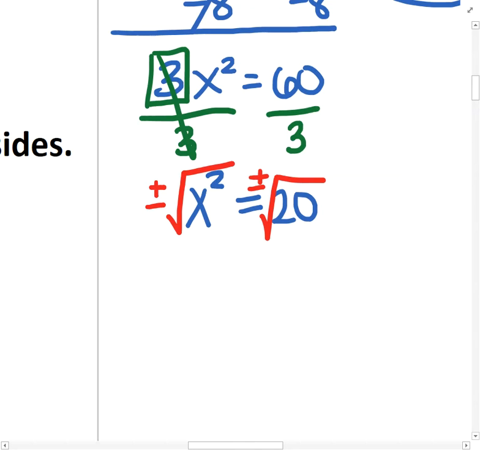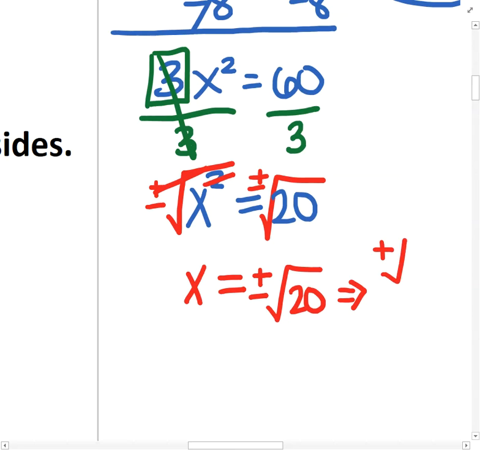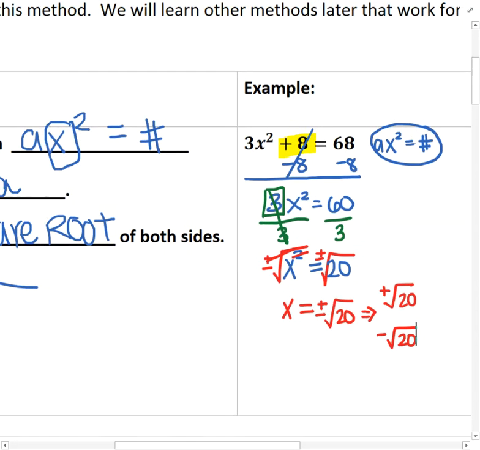Now here, when I take the square root of x squared, I'm left with just x. Okay, now it's like they cancel. Now the plus or minus here we don't have to worry about. It's more on the other side. Okay, so here we're left with plus or minus the square root of 20, which really means two things. It means a positive square root of 20 and a negative square root of 20. Okay, but we should keep in mind that with radicals we need to simplify them.